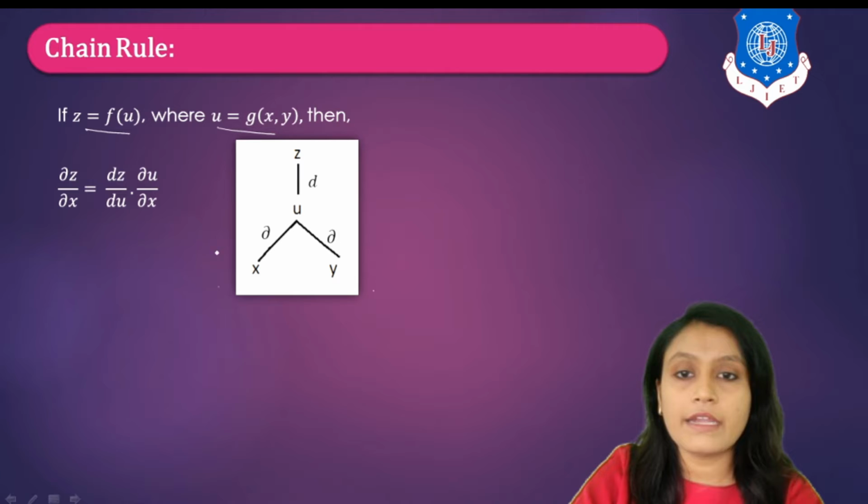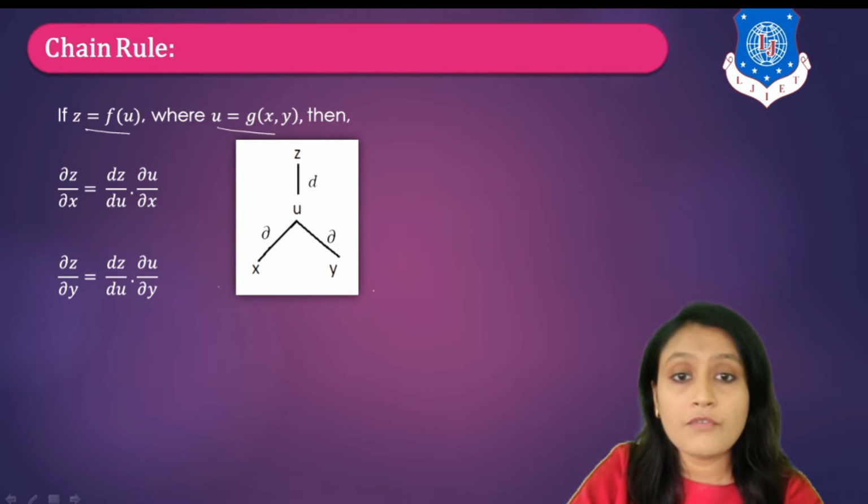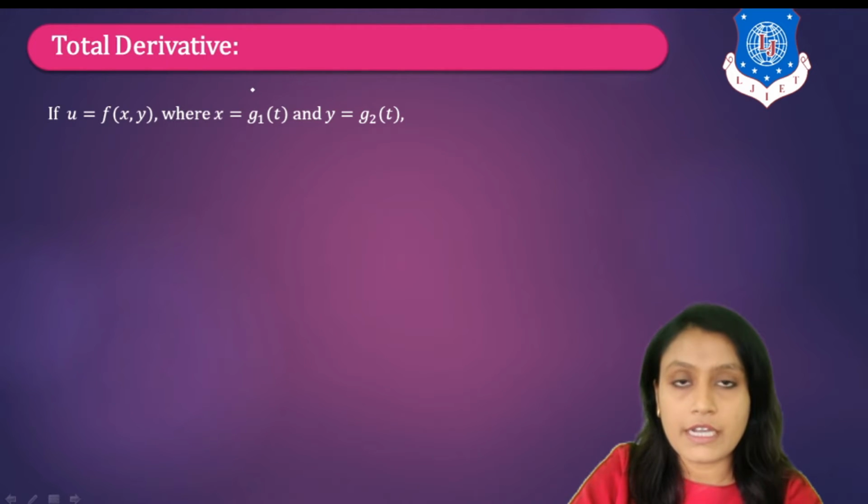Now we will write the formula to find del z by del x. So the path is dz by du. Here we have d, so we will write dz by du into, now here we have del, so we will write del u by del x. Correct? Now the formula to find del z by del y is dz by du into del u by del y. Correct?